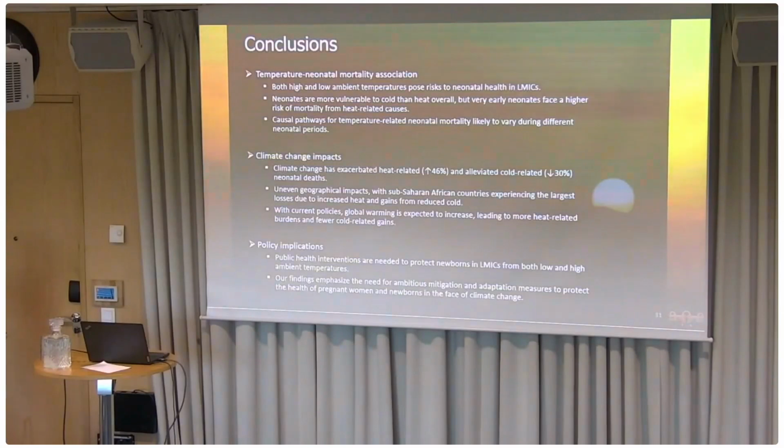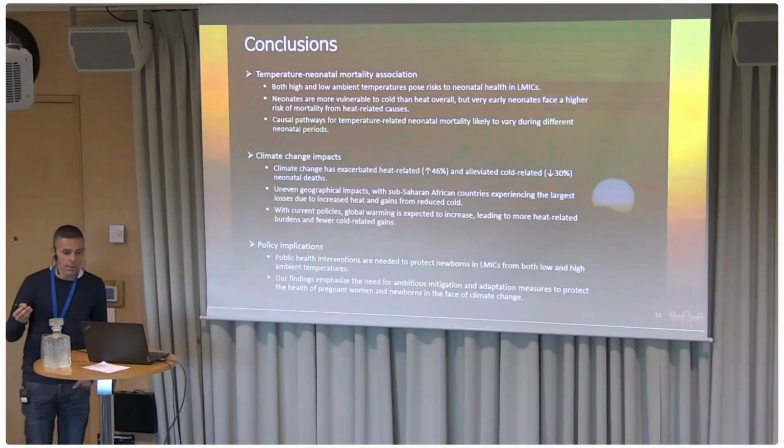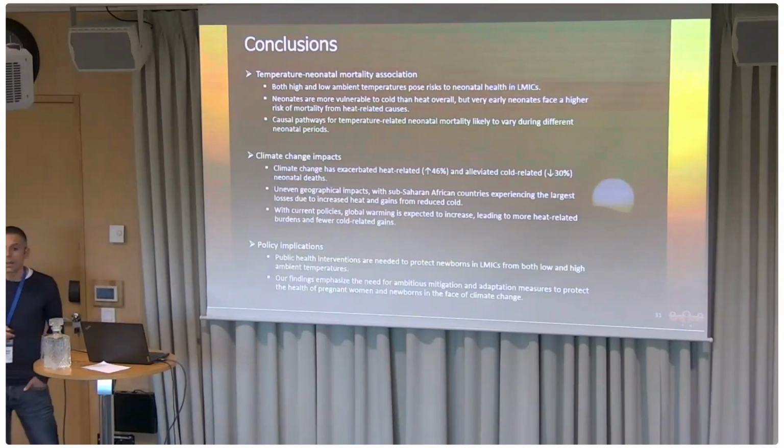So some conclusions here: both high and low ambient temperatures pose risk for neonatal mortality in lower middle-income countries. We know that these are important impacts in terms of numbers and percentages. And although we already know some of the causal pathways, it's clear from this study with empirical data that it affects much more the very early part of life, the very early neonates, if compared to others.